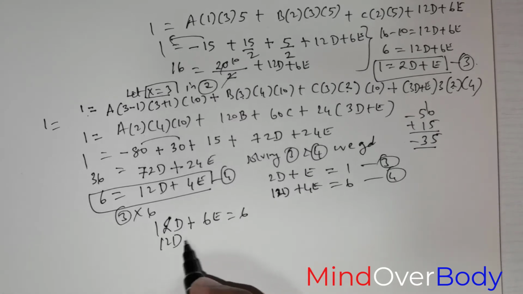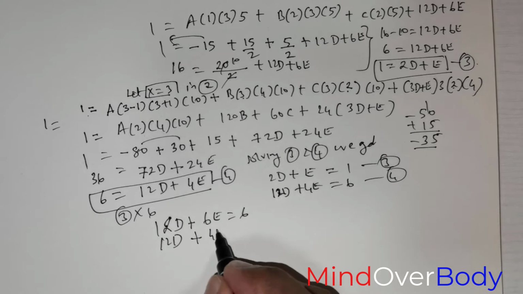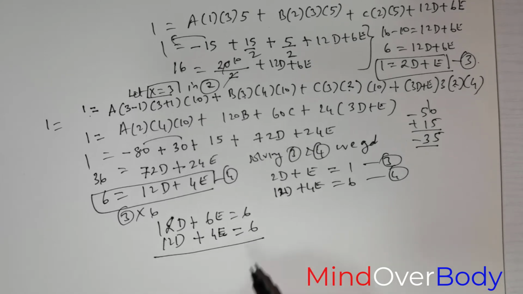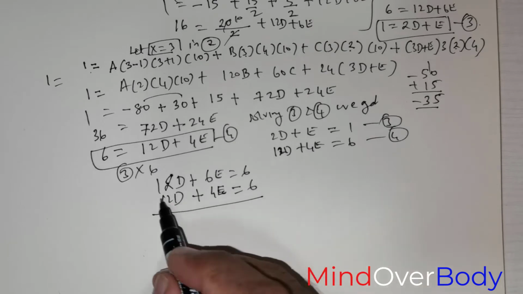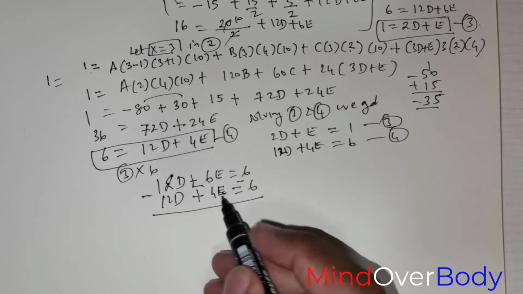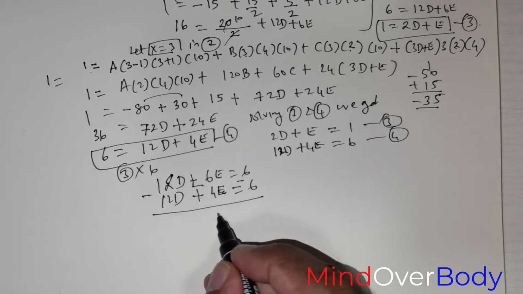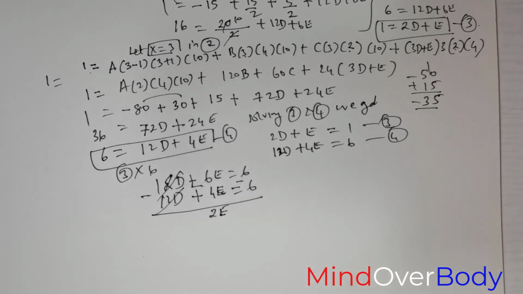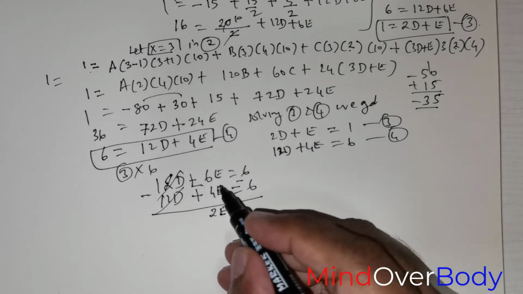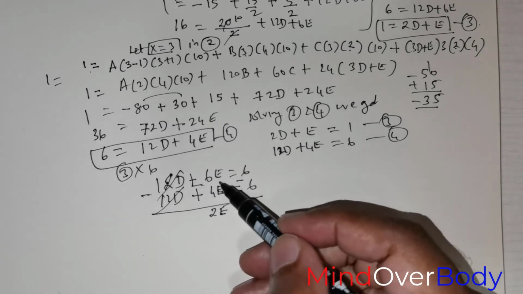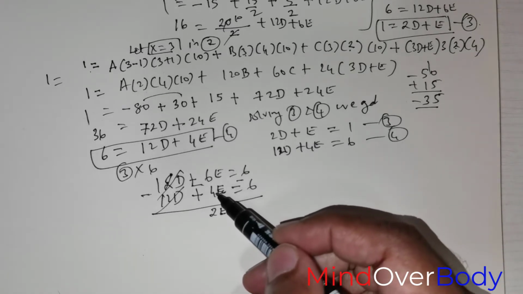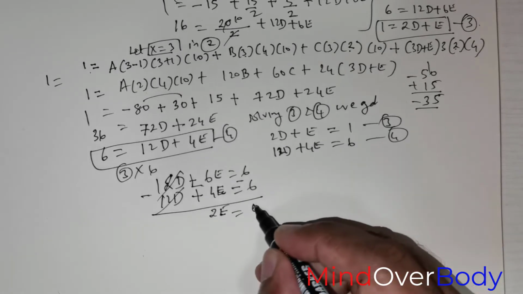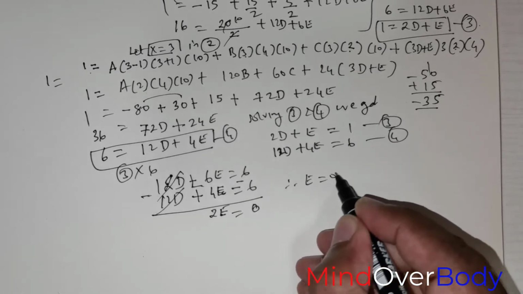And this is already 12d, and 4 times e is equal to 6. So if I were to subtract this, this one will give me 2 times e. Right, these two will get cancelled. So this is 6e minus 4e will be 2e, 6e minus 6e will be 0. Therefore e is equal to 0.